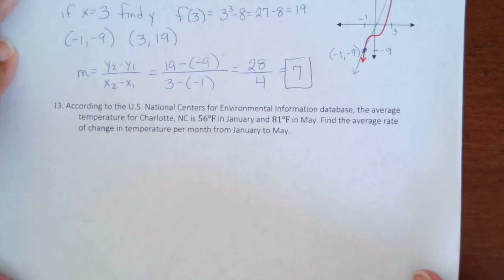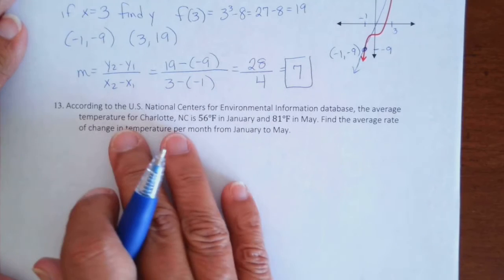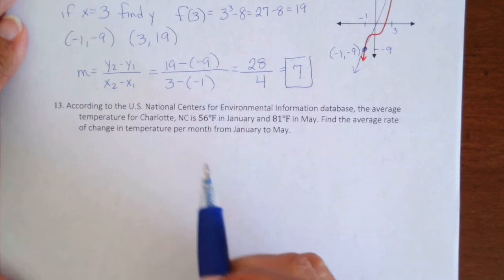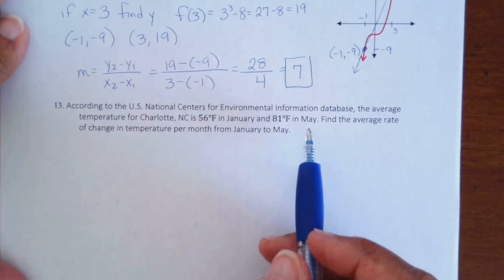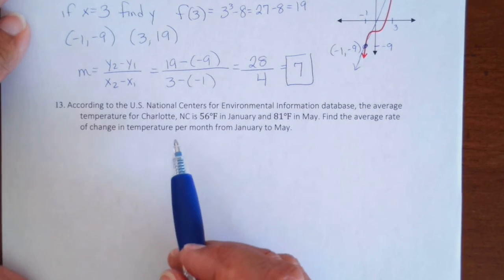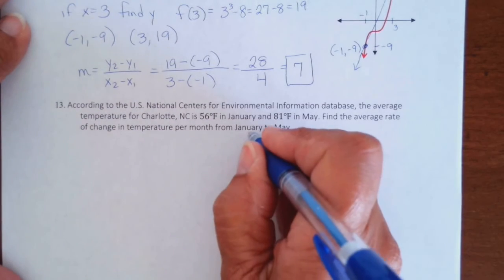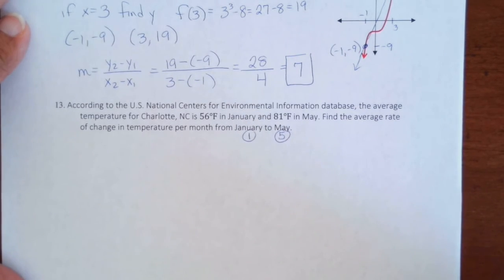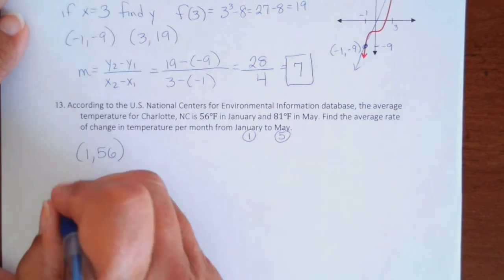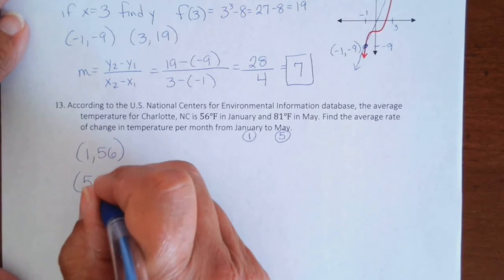All right, last problem. According to the U.S. National Center for Environmental Information database, the average temperature for Charlotte, North Carolina is 56 degrees in January and 81 degrees in May. Find the average rate of change in temperature per month from January to May. All right, so remember, we're going to call January month 1 and May is month 5, right? So in January, the temperature was 56, and in May, the temperature was 81.